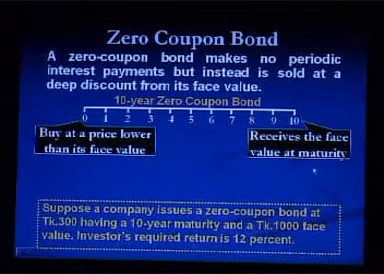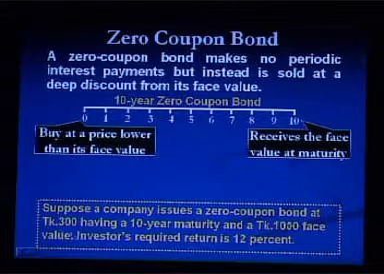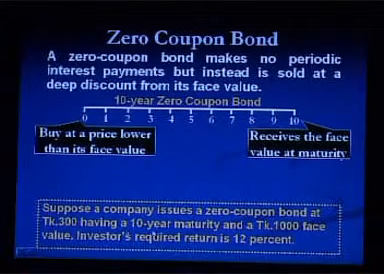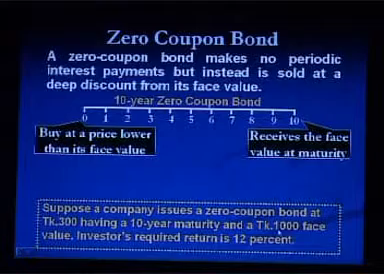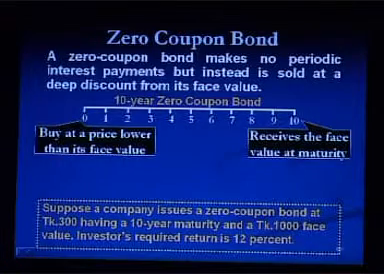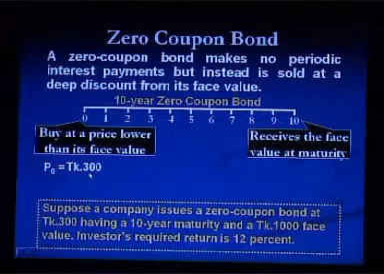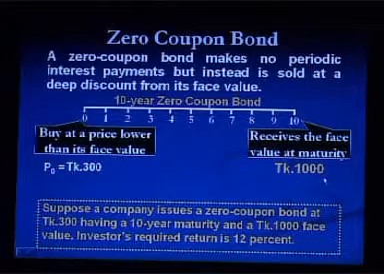Now, for example, if a company issues a zero coupon bond at taka 300 having a 10-year maturity and a taka 1000 face value, investors' required return is 12%, then we can calculate the value of this zero coupon bond. Here, at the beginning you have to pay taka 300, this is an outflow, and when the bond matures after 10 years you will get taka 1000.